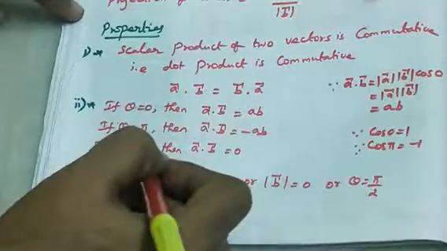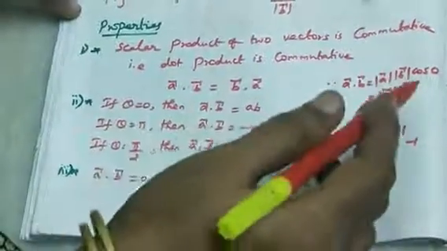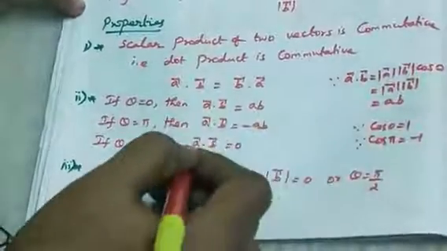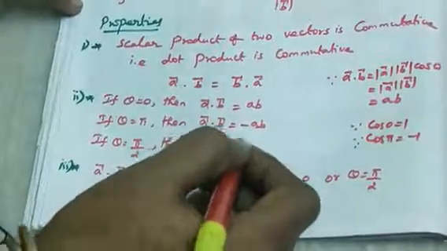Then, if theta is equal to pi by 2, here we put pi by 2 in place of theta. cos 90 is 0. So the total term becomes 0. So a vector dot b vector is equal to 0.